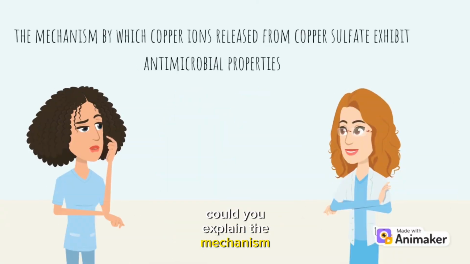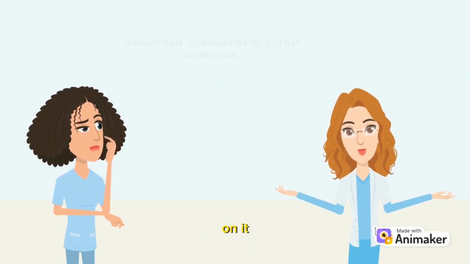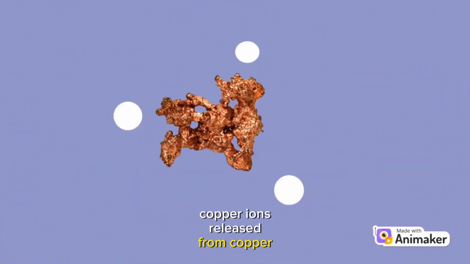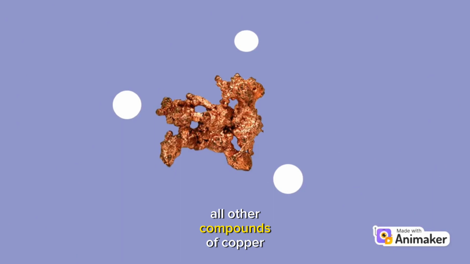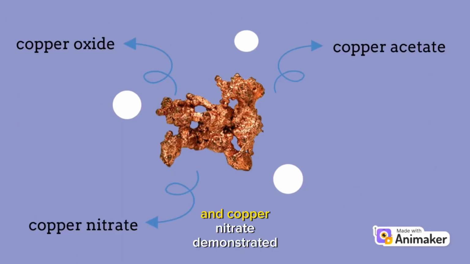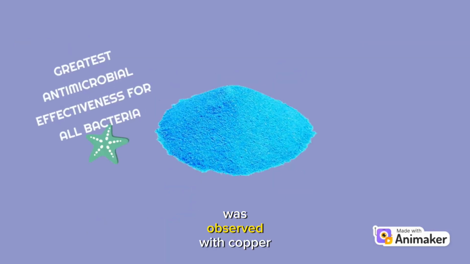Could you explain the mechanism by which copper ions released from copper sulfate exhibit antimicrobial properties? Let me give a brief explanation on it. Copper ions released from copper sulfate have antimicrobial properties. All other compounds of copper, oxide, copper acetate, and copper nitrate demonstrated bactericidal properties, a substance that kills or slows the growth of bacteria. But the greatest antimicrobial effectiveness for all bacteria tested was observed with copper sulfate.